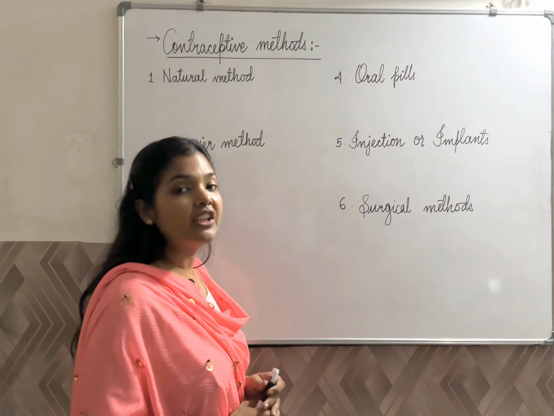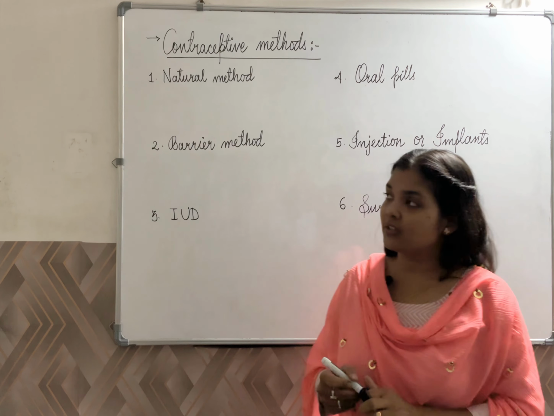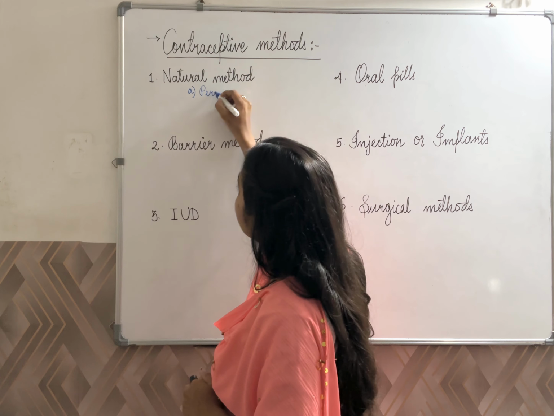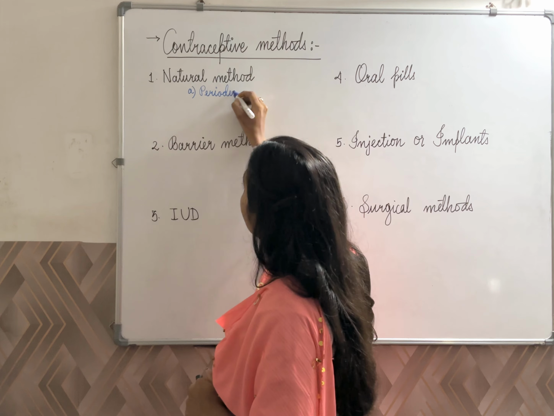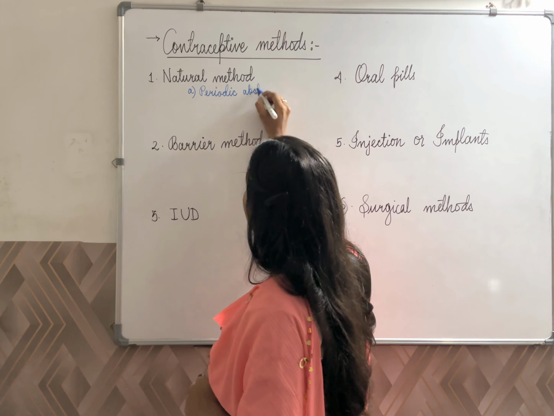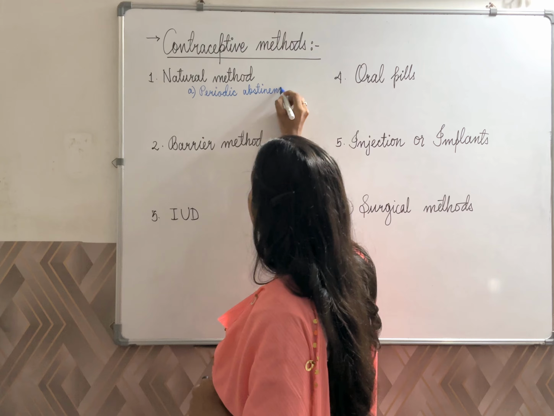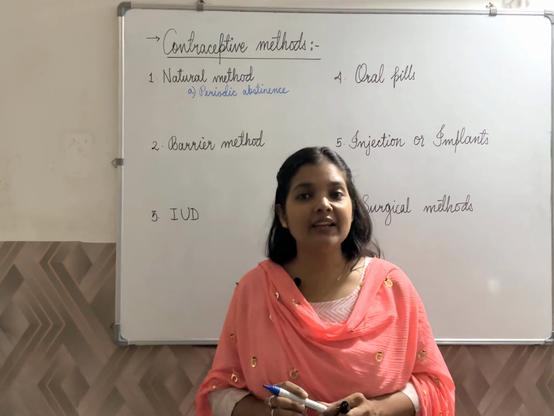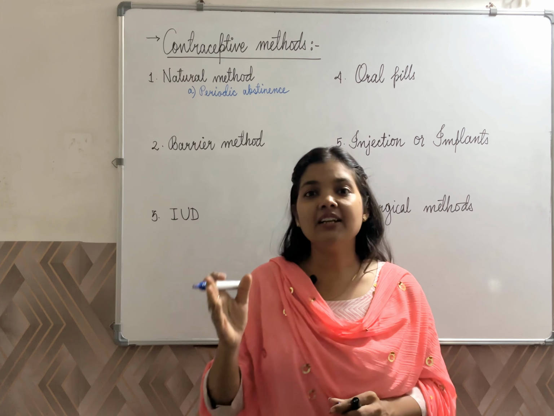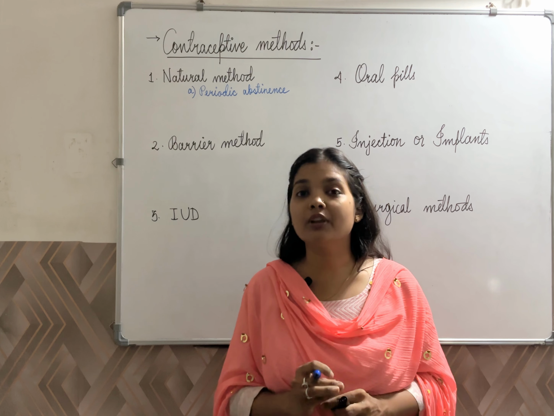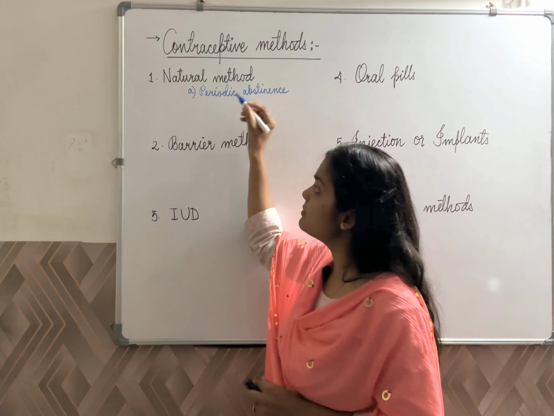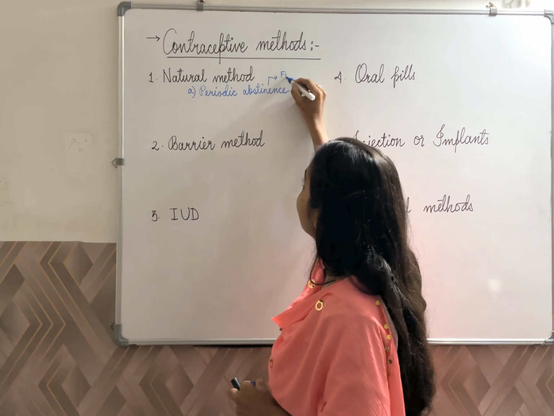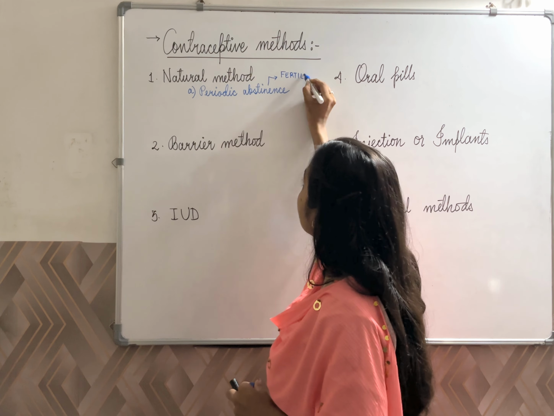If we start first with the natural method, remember in the natural method there are three different ways. The first is periodic abstinence. Periodic abstinence is in the female, when menstruation occurs, the menstruation cycle is of 28 days. Of the 28 days, day 10 till day 17, which is around the ovulation period, has maximum chances of conception. That is why it is called the fertile period.